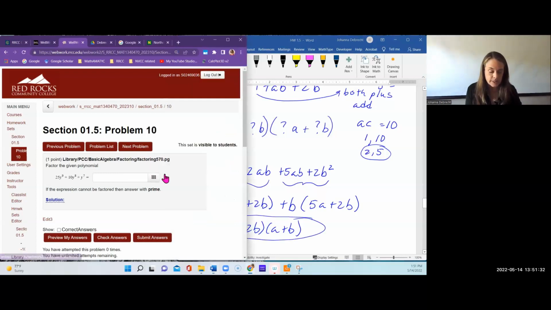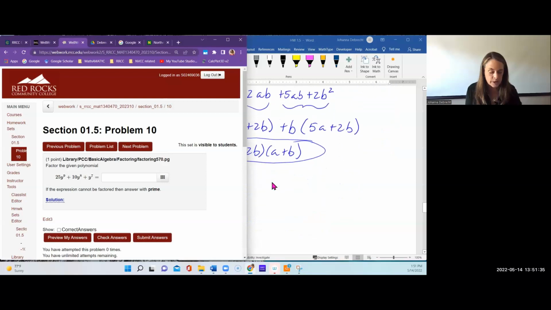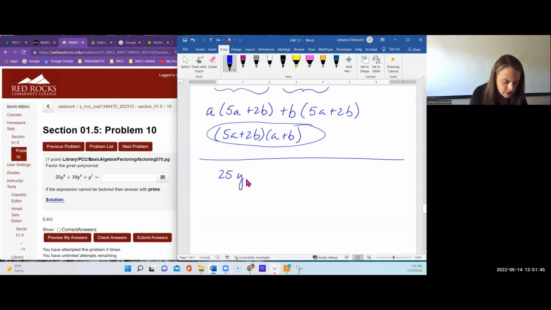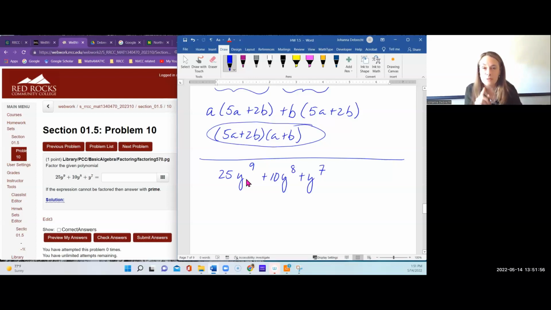Let's look at problem number 10. Problem number 10, we also have our a being other than 1. That makes those problems more difficult. We have 25 y to the 9th plus 10 y to the 8th plus y to the 7th. Now, don't forget, greatest common factor comes out first. So I've got a 25 and a 10, which are divisible by 5, but only the constant 1 on the last one. So no number coefficient comes out.